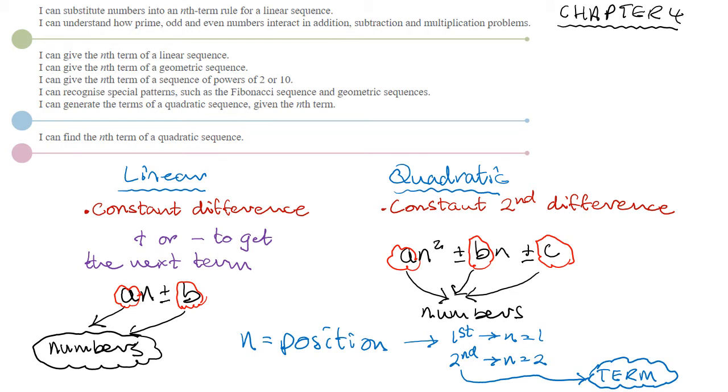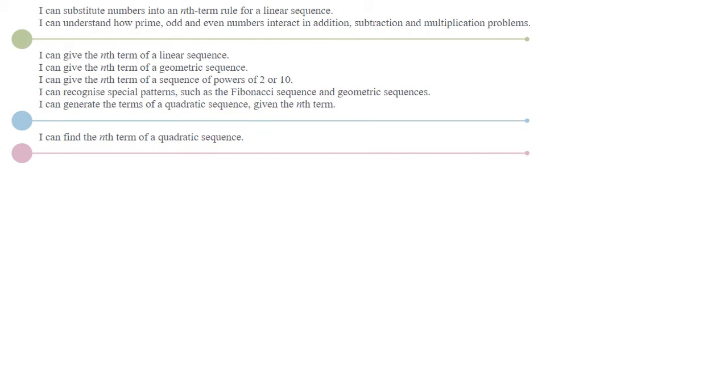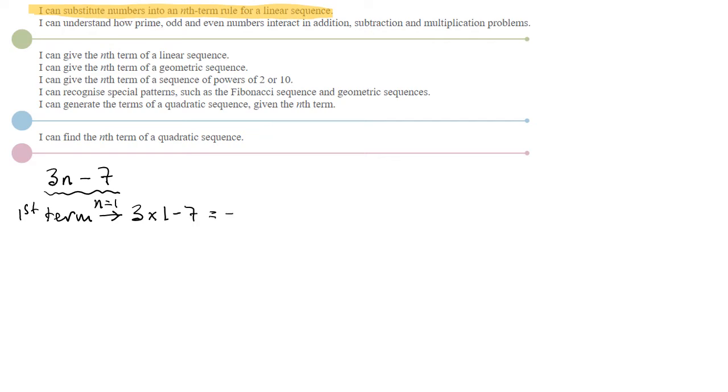Okay, so let's start with the rule for a linear sequence. So that's going to be this bit here where we said we can substitute into the nth term for a linear sequence. Okay, so let's see what that looks like. Let's say the rule for a sequence was 3n minus 7, and I want to find the first term in that sequence. So I make n equal to 1. So what I'll have is 3 times 1 minus 7, which is 3 minus 7. So the first term in the sequence is going to be negative 4.